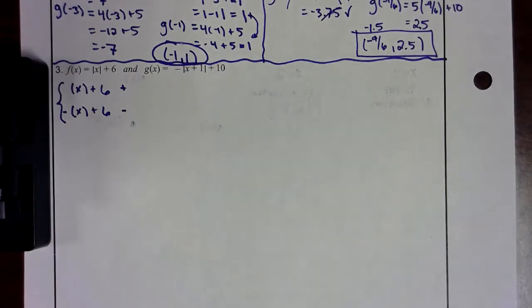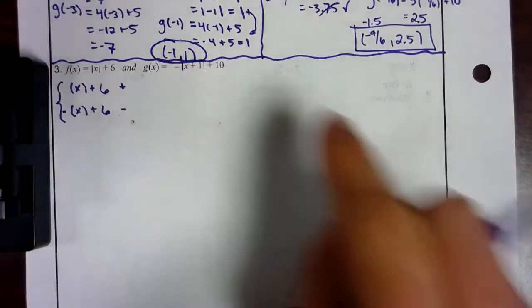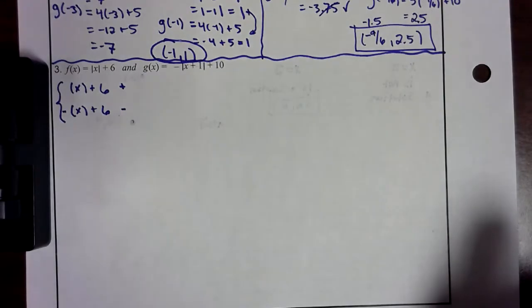So why don't you do this? Why don't you hit pause real quick, and why don't you write the negative and positive branches for this absolute value equation? Once you've got them done, go ahead and unpause.